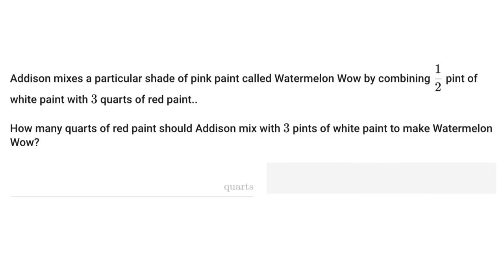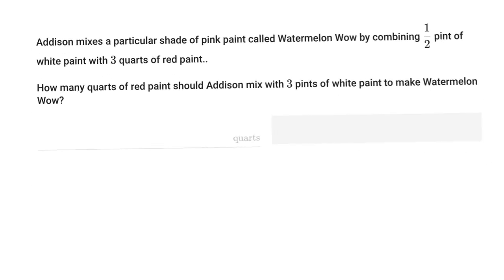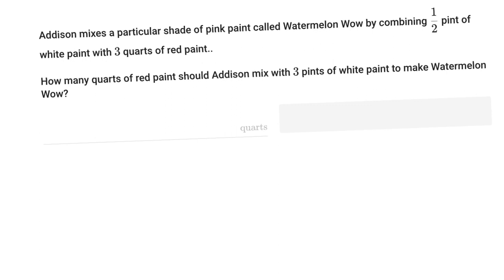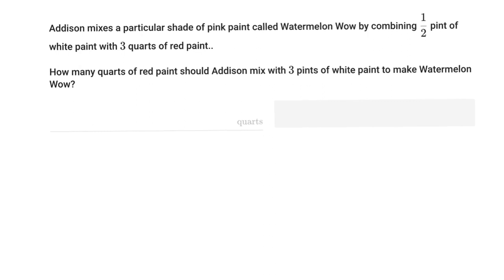Okay, the next question, this last question actually for this practice says, Addison mixes a particular shade of pink paint called Watermelon Wow by combining half a pint of white paint and 3 quarts of red paint. How many quarts of red paint should Addison mix with 3 pints of white paint to make Watermelon Wow?